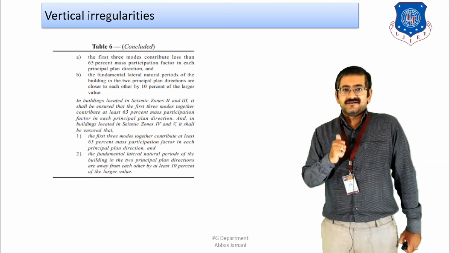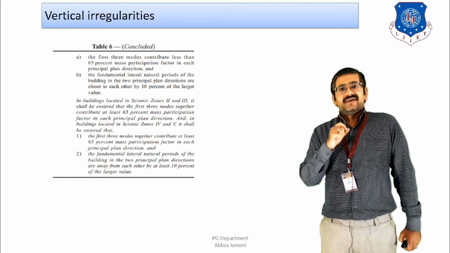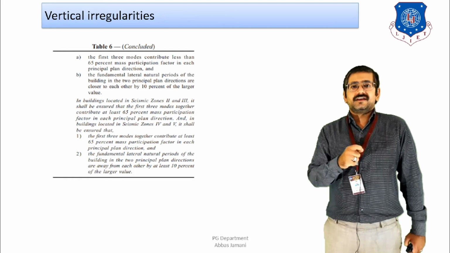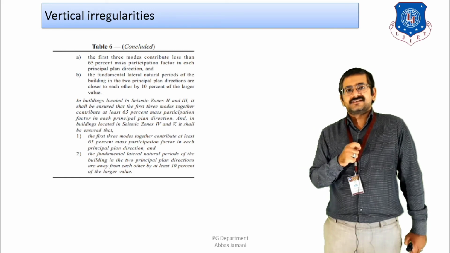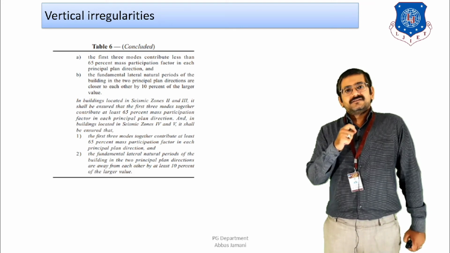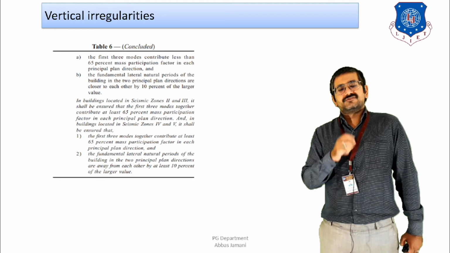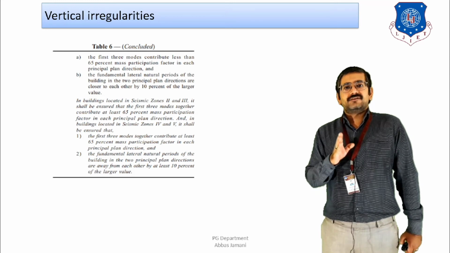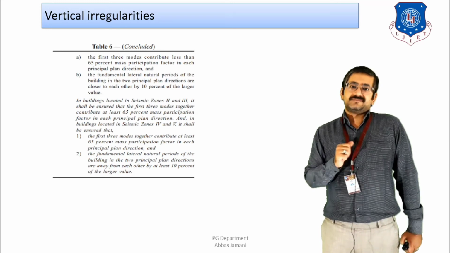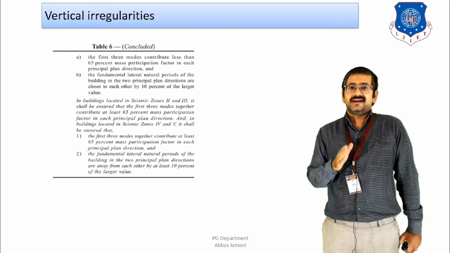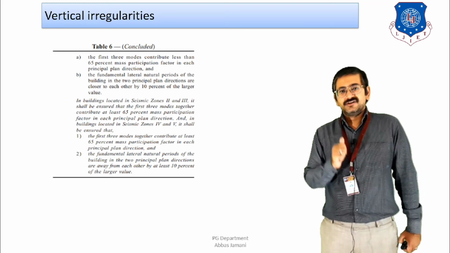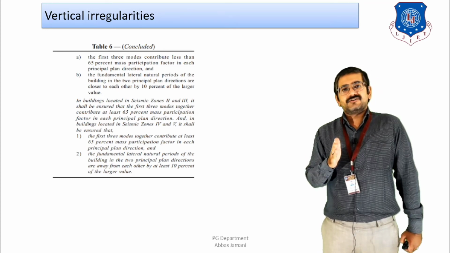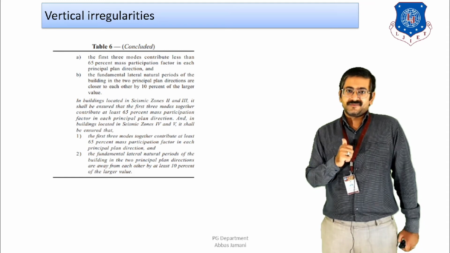But now what happens is that the code says the condition of irregular modes of oscillation in the principal two directions is possible when the first three modes, that is first, second and third, the two translational modes and one torsional mode, all three together do not combine to form 65% of the modal mass participation, because the code has given a guideline that at least 65% participation should be there. So this irregular oscillation is likely to take place when these three modes together are not able to contribute 65% of the modal participation. That is the first condition.